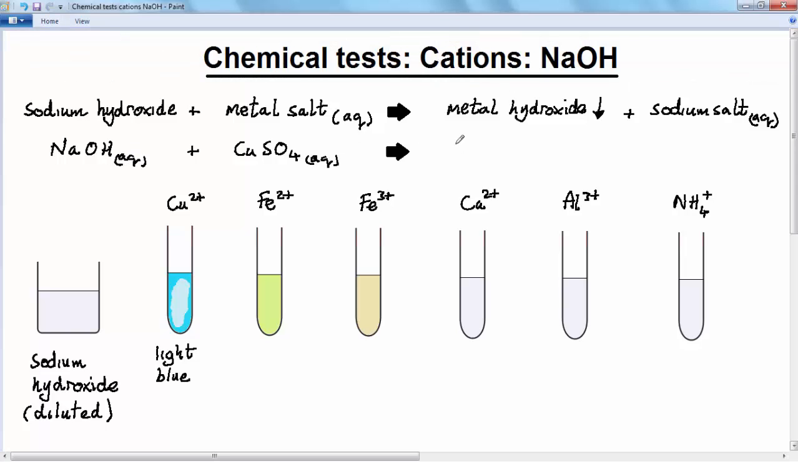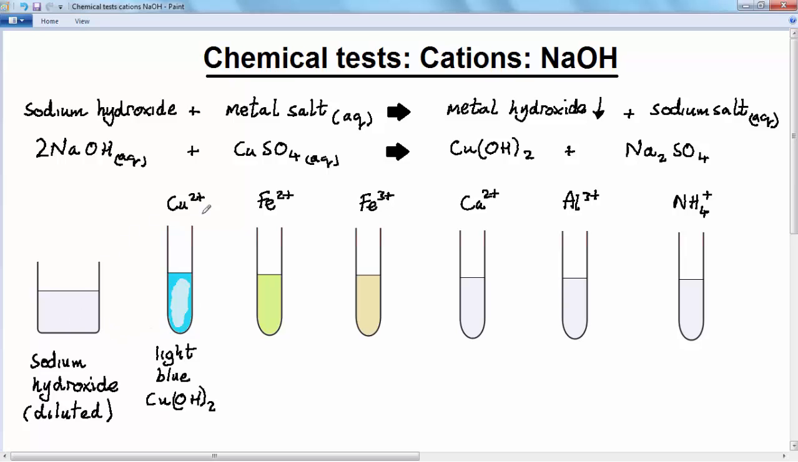And that produces our insoluble precipitate, Cu(OH)2. In this case, it's copper hydroxide plus the aqueous sodium salt, which will be sodium joining on with the sulfate group, so that will be sodium sulfate. We need to balance that equation, and to do that we'll put a 2 here, and that's in order. So this precipitate is insoluble copper hydroxide.